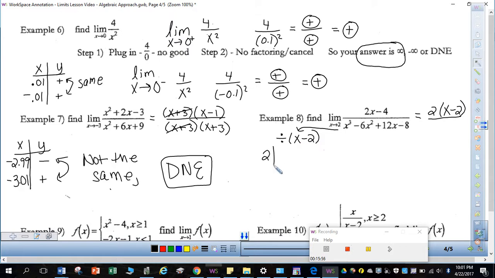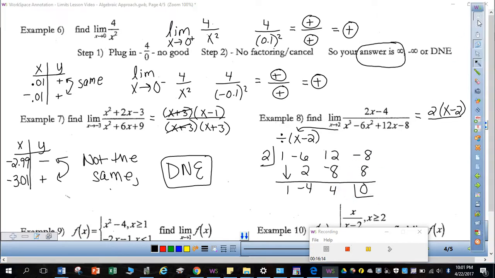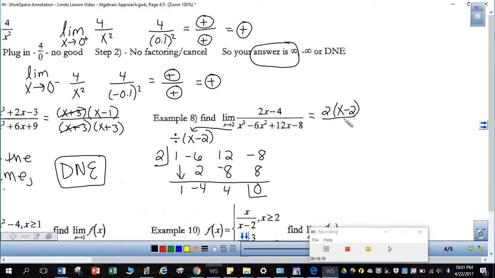We can do synthetic division. And we should get a remainder of 0 because we know that x minus 2 should be a perfect factor. All right, so let's go ahead and write this out in our denominator. So one of our factors is x minus 2. That's what we divided by.